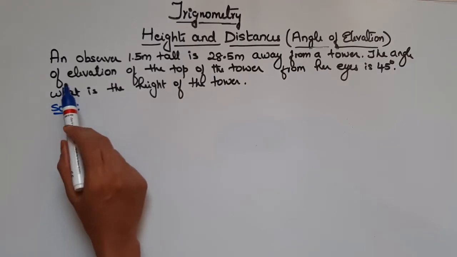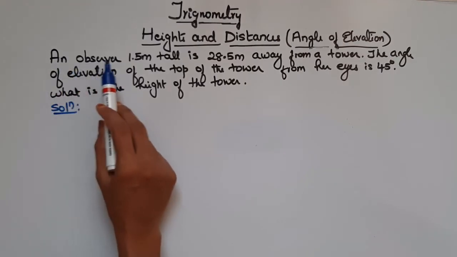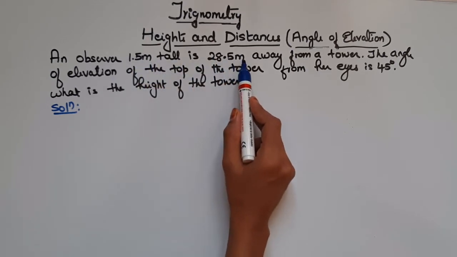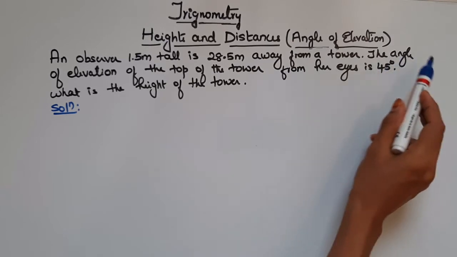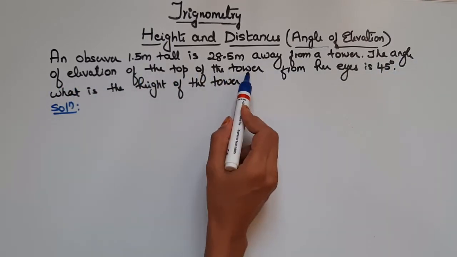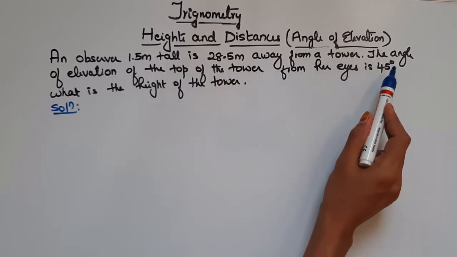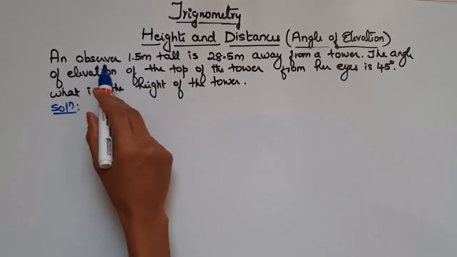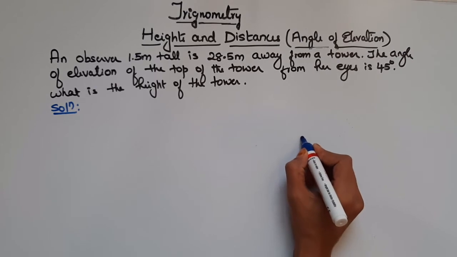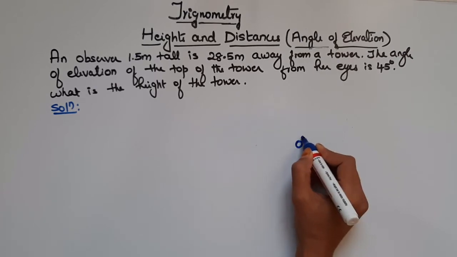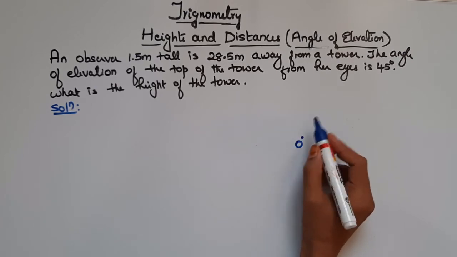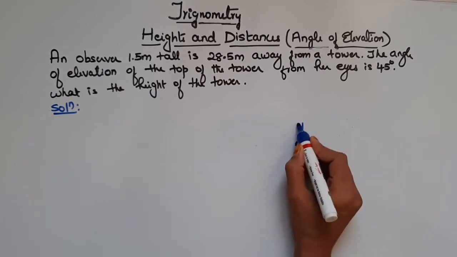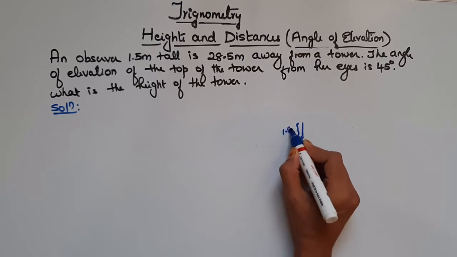Now let's see this problem. Here it says an observer 1.5 meter tall is 28.5 meter away from a tower. The angle of elevation of the top of the tower from her eyes is 45 degree. What is the height of the tower? Here what they are saying is, let's say a point O be an observer who is 1.5 meter tall. So height of the observer is 1.5 meter.